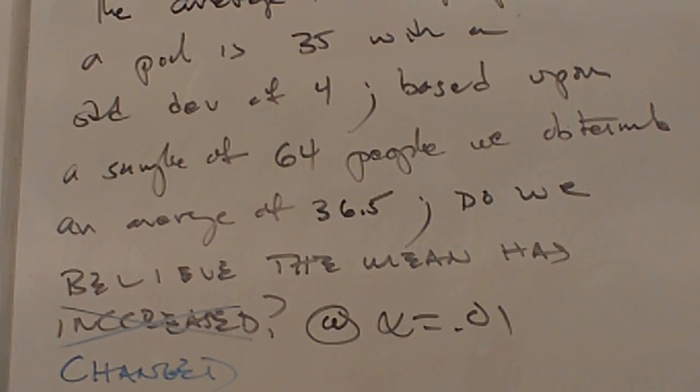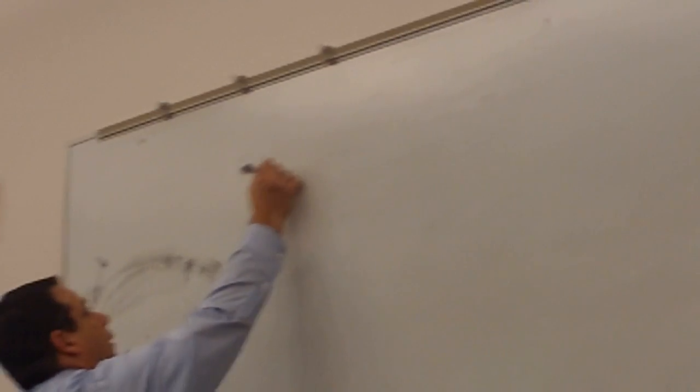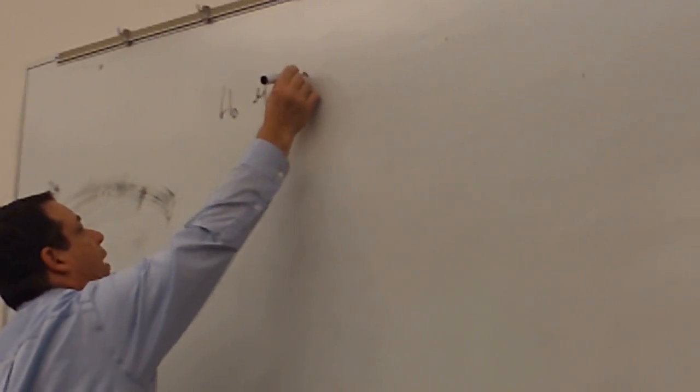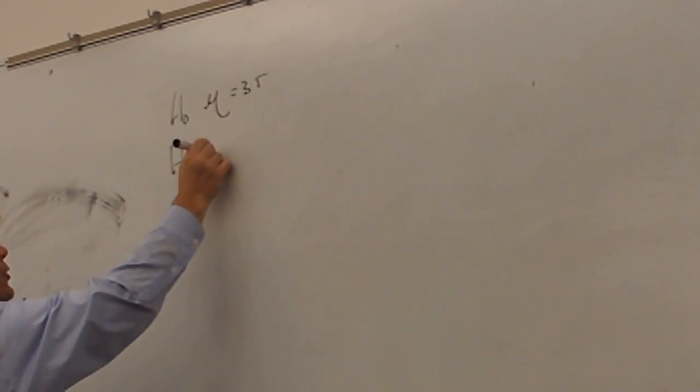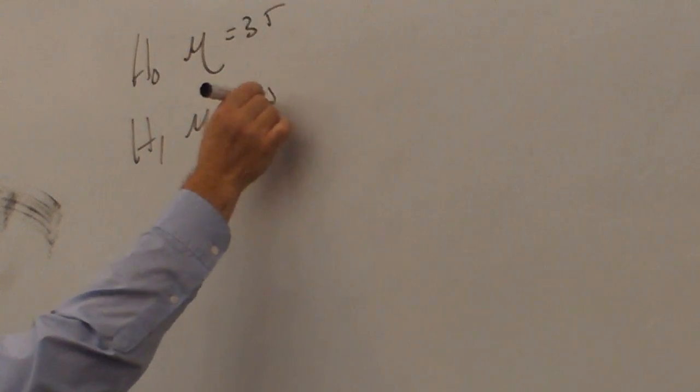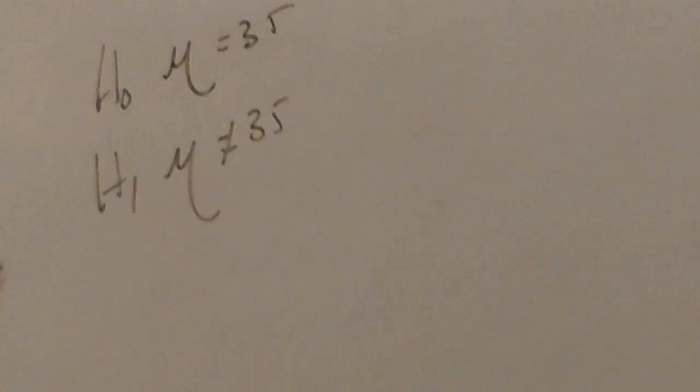Okay, so last problem. Exact same problem, except instead of increased, we have changed. So now we have a different hypothesis. Null: mean equals 35. Alternate: mean does not equal 35, right?